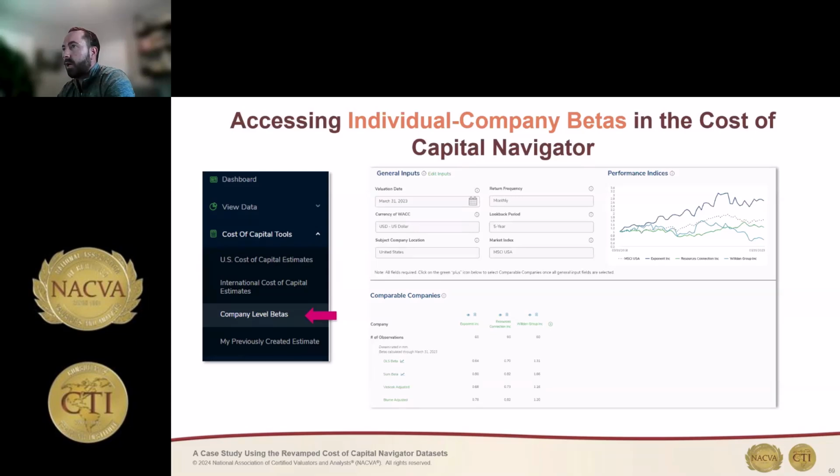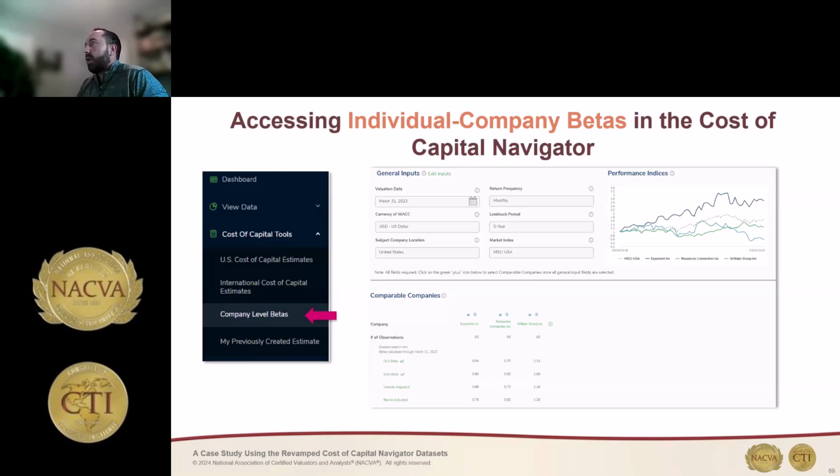The tool here is really driven by selecting a date, the currency of your discount rate, where your company lies, and the return frequency. We offer monthly and weekly returns, a look back period of 1 year up to 5 years, and then your market index. What market index are you regressing your betas against?